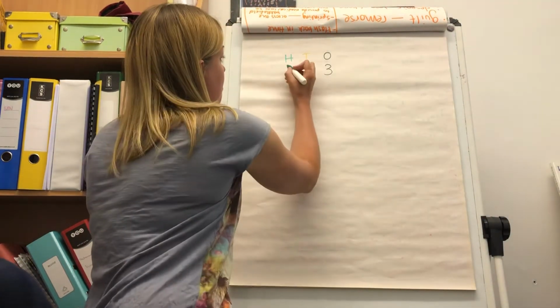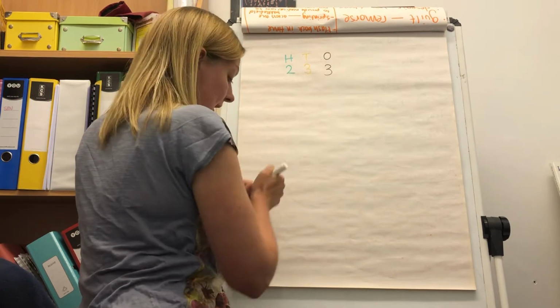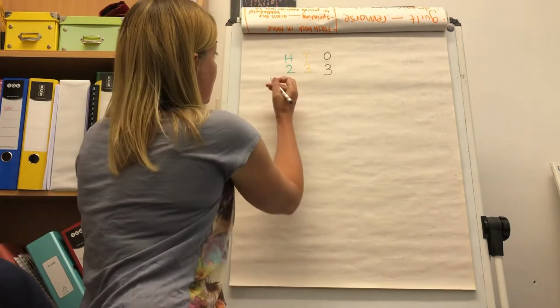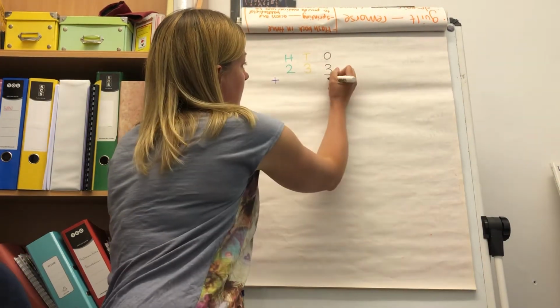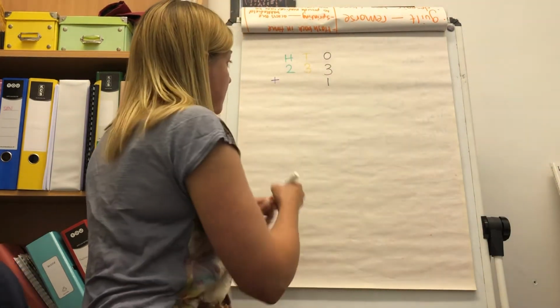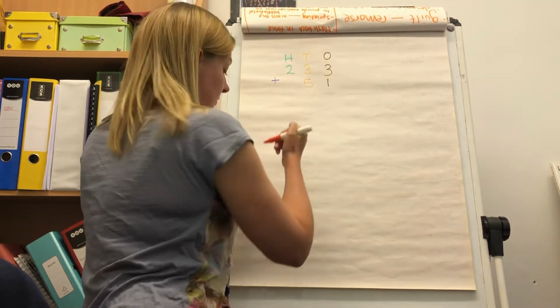Oh my goodness, and 2. I've got 3 again. I'm going to change it to 2. Okay, now because I am adding, I need to do my addition sign. Right, so I'm going to throw them again. I've got a 1. So I've got a 1 in my units column. A 5 for my tens. Oops. And another 5.